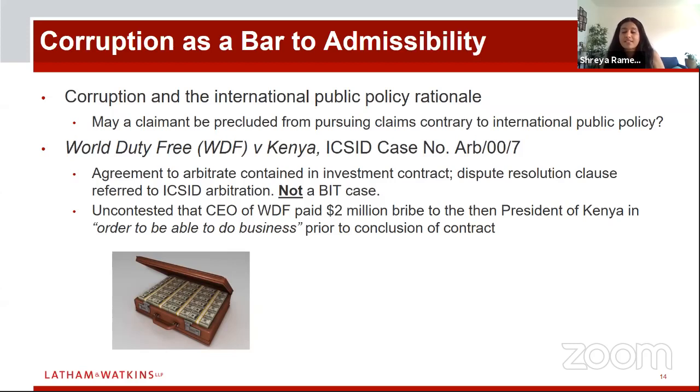World Duty Free versus Kenya is another really important case because it's regarded widely as being the first publicly known case where the tribunal made a dispositive finding of corruption. In this case, there was an agreement entered into between World Duty Free and Kenya for the construction, maintenance, and operation of duty-free complexes at the Mombasa and Nairobi airports in Kenya.